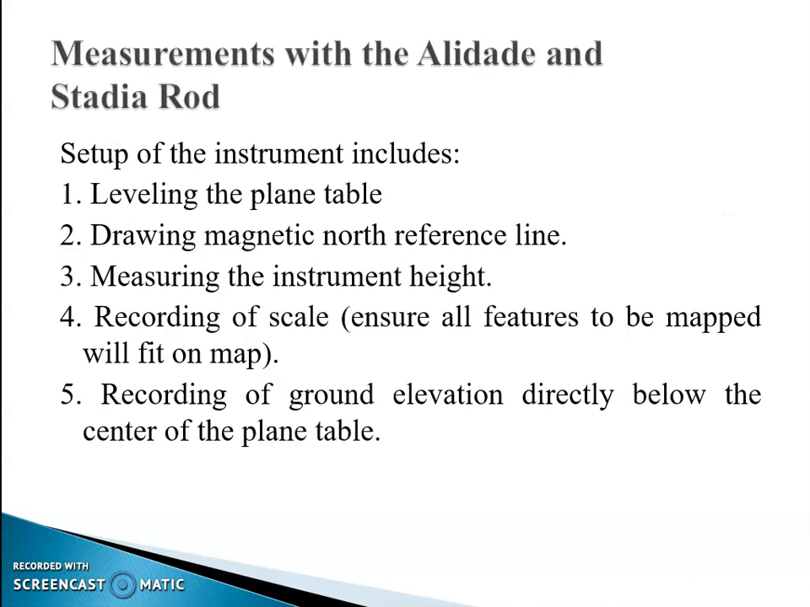Then measurements with the alidade and stadia rule. How do we set up the instruments? First of all, level the plane table, then draw the magnetic north on the reference line. Whenever we start any type of practical work in surveying, first of all we have to draw the magnetic north on our reference line. This is our magnetic north, and we start our practical with respect to it.